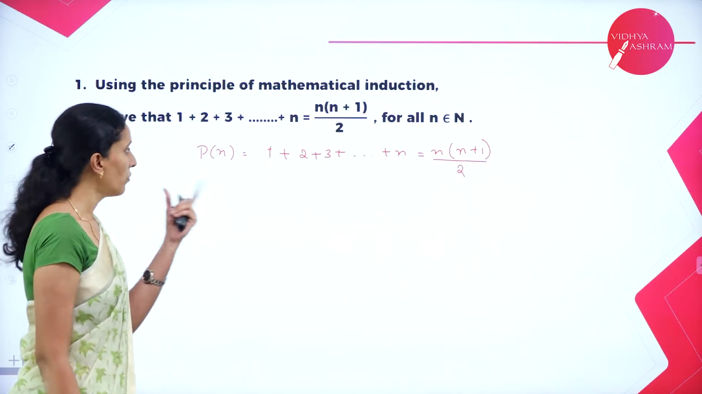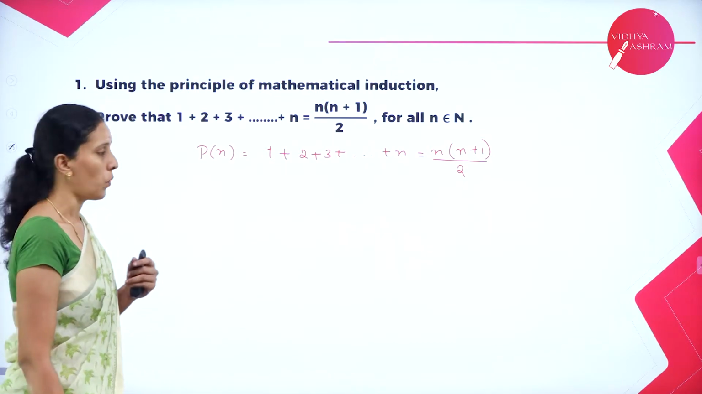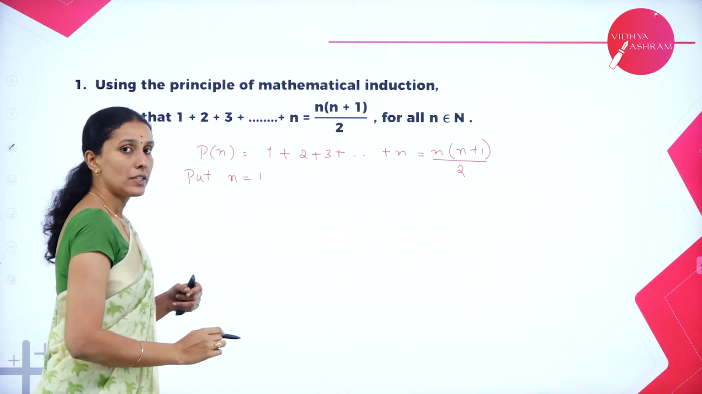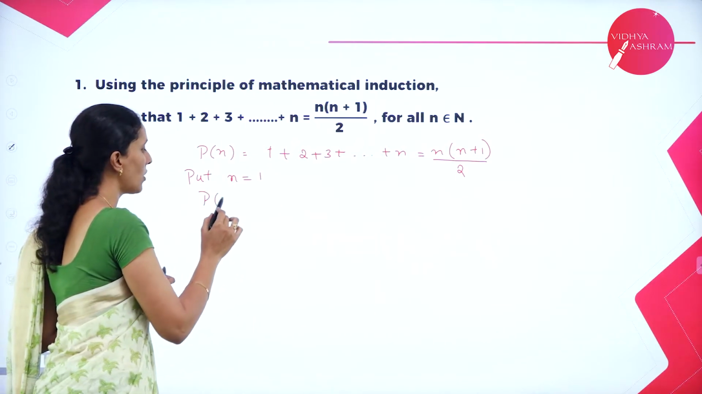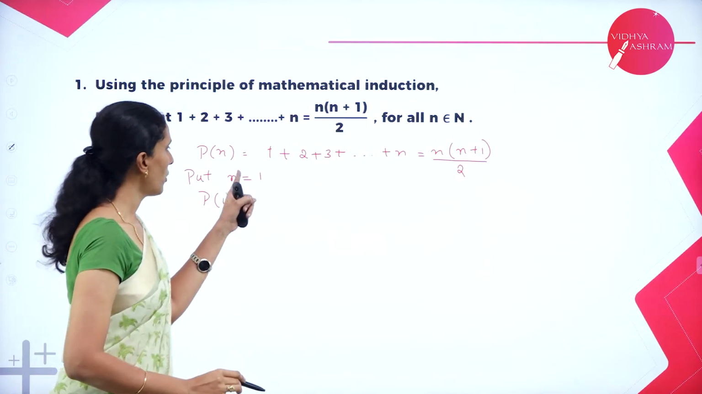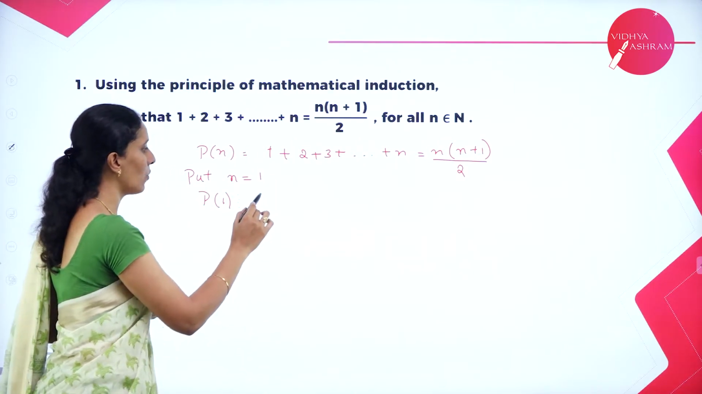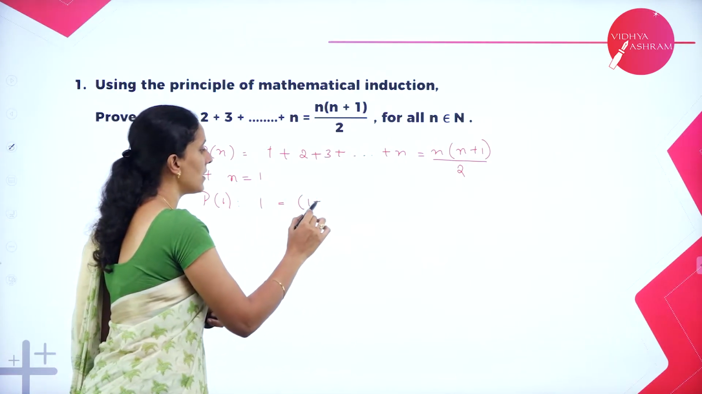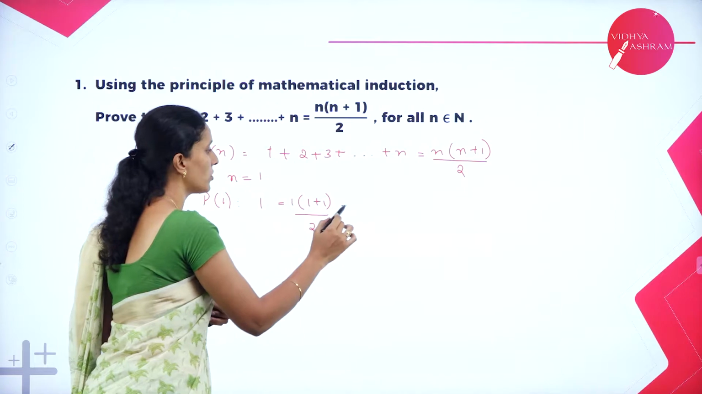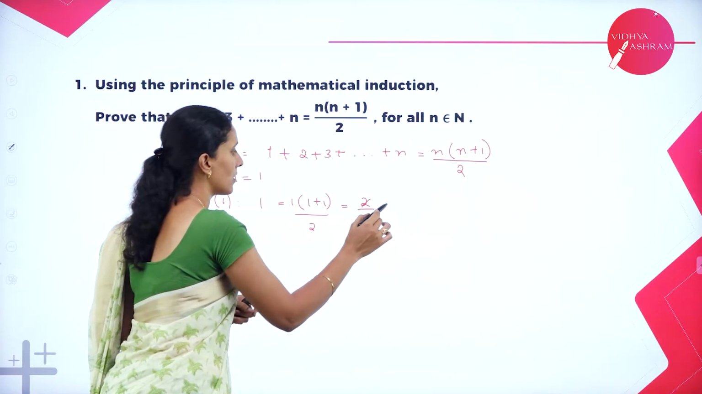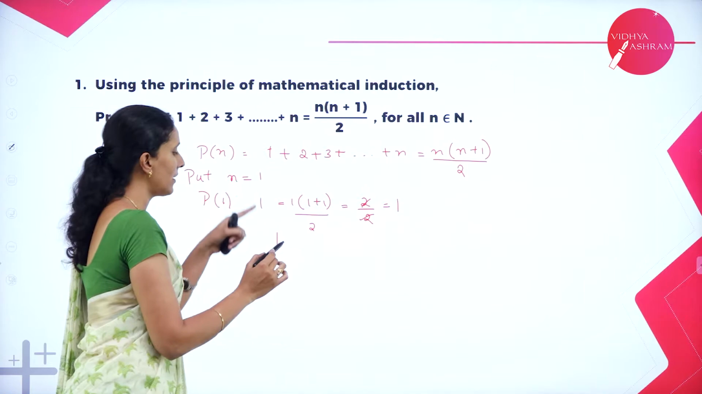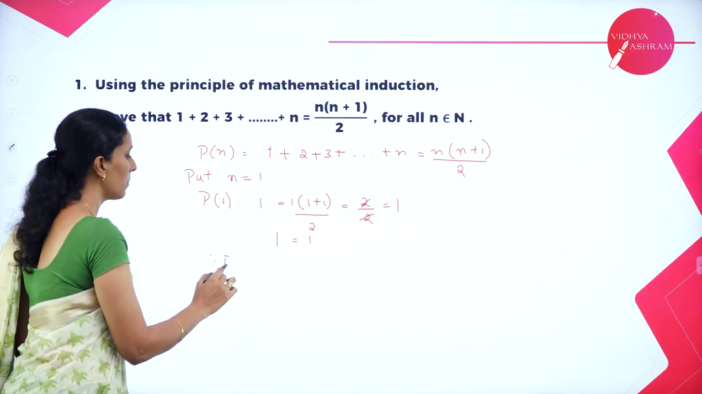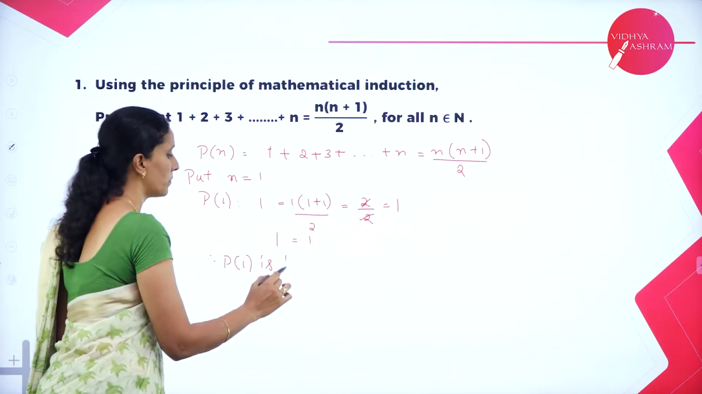Next, what will we do? We will check for n is equal to 1. So, put n is equal to 1. What happens now for P of 1? If you want only 1, here we can take only 1. On the right hand side, you have 1 into 1 plus 1 divided by 2, which is 2 divided by 2, which cancels. So, we get the right hand side is 1 and the left hand side is also 1. Therefore, what do we conclude? P of 1 is true.